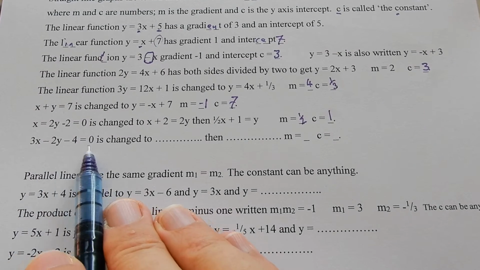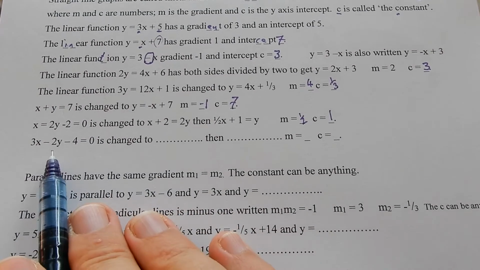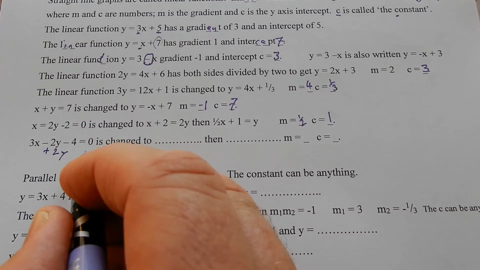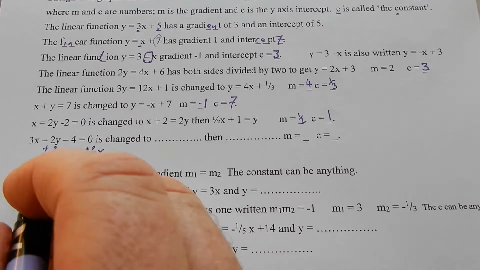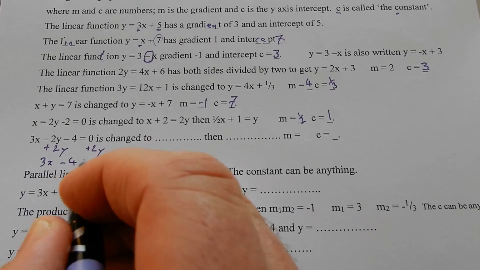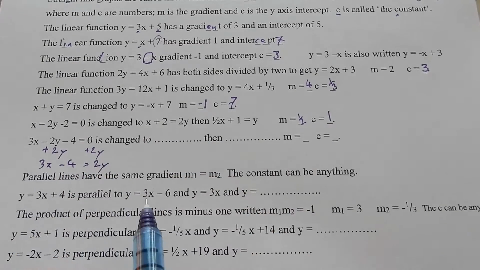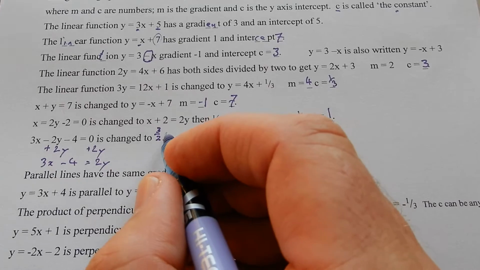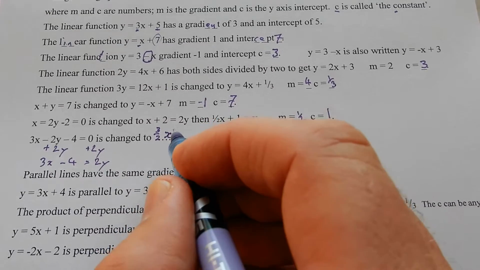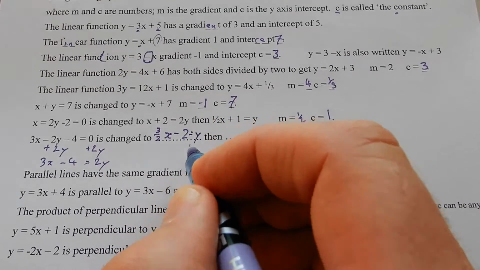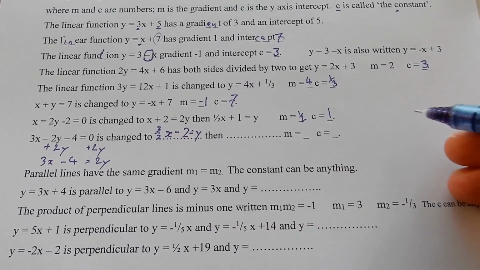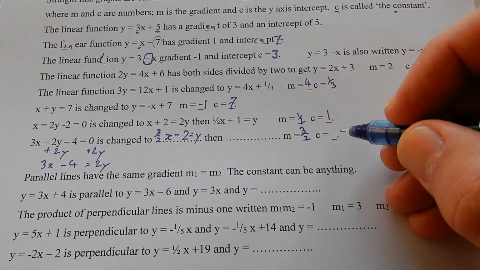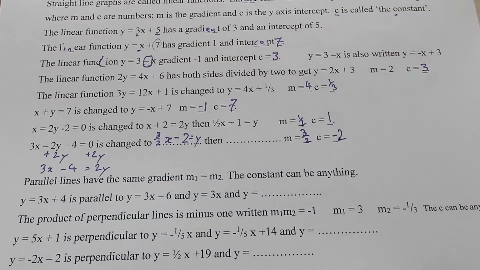3x minus 2y minus 4 equals 0 is changed to, okay, we need the y on its own. Let's add 2y to both sides. So we get 3x minus 4 equals 2y. Then halve everything: 3 over 2, which is worth 1.5 but we write it as 3 over 2, minus 2 equals y. The gradient is 3 over 2. The intercept is minus 2.